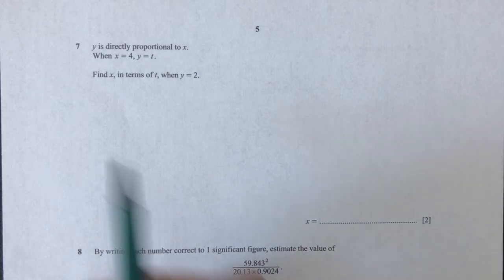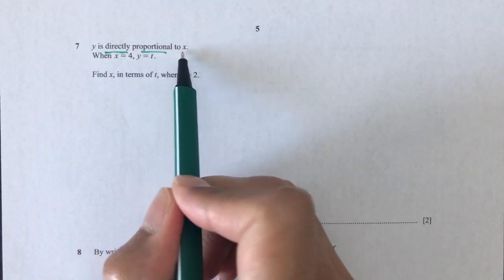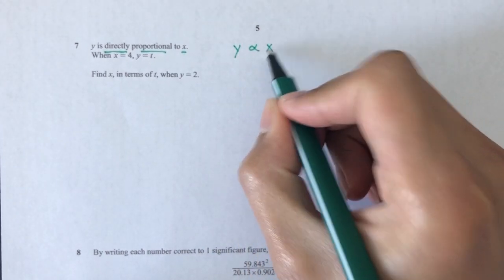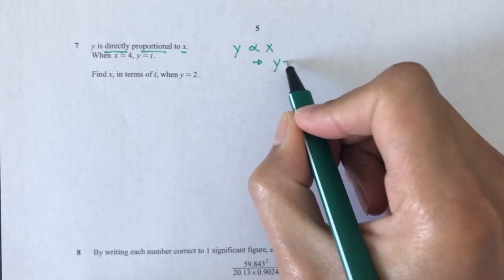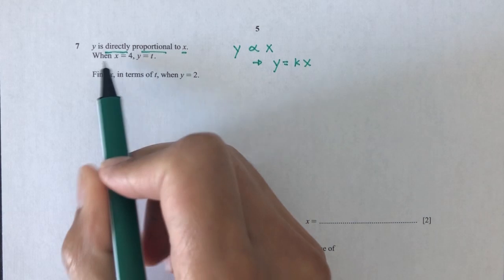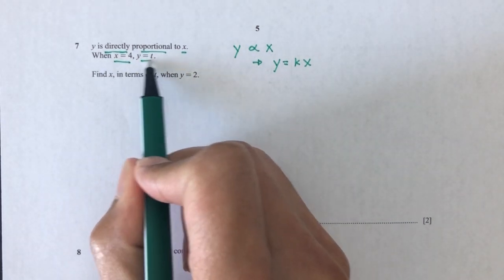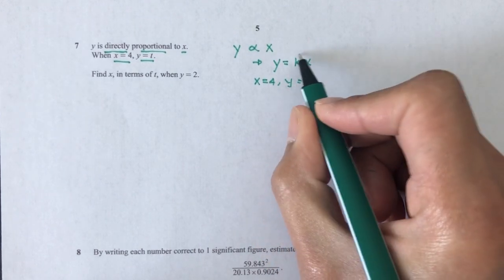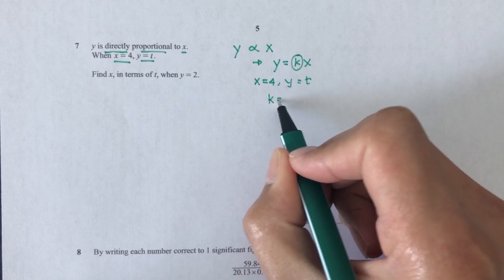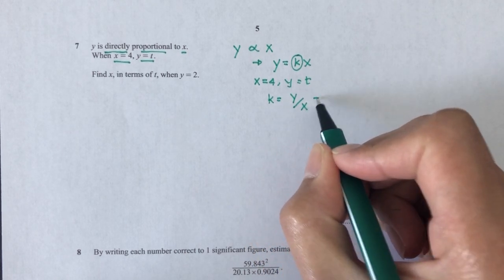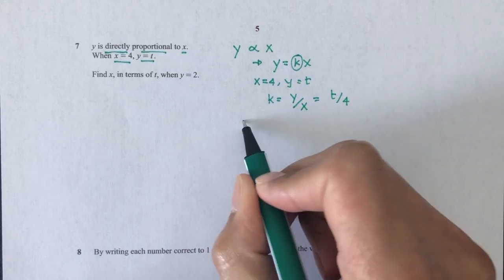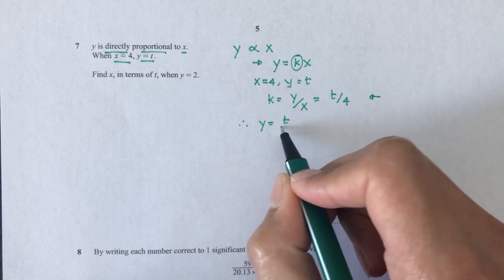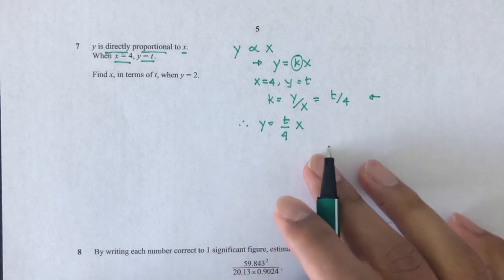Question number 7, we have y is directly proportional to x. So this gives us y is directly proportional to x, which means we have this equation, y is equal to kx. So when x equals 4, y equals t. So we first have to find the value of k. So k is y divided by x, which is t divided by 4. So our new equation becomes y equals t divided by 4 times x. Okay, that's the first step.